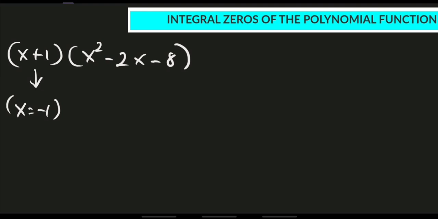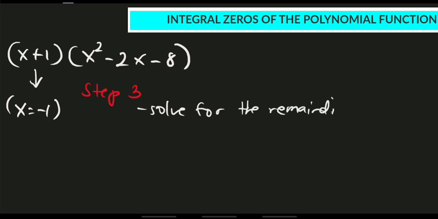Now our next task is to solve for the remaining zeros of this given expression. So let's try to solve this. For step number 3, we need to extract the roots. So we need to solve for the remaining zeros. To solve for the remaining zeros, let's use factoring.